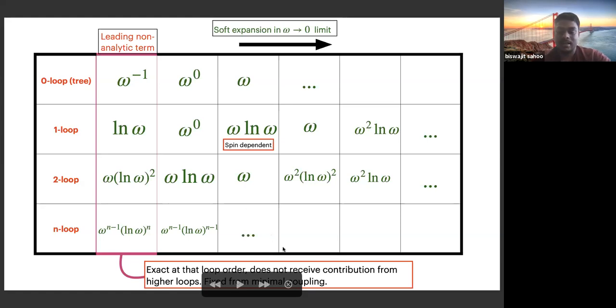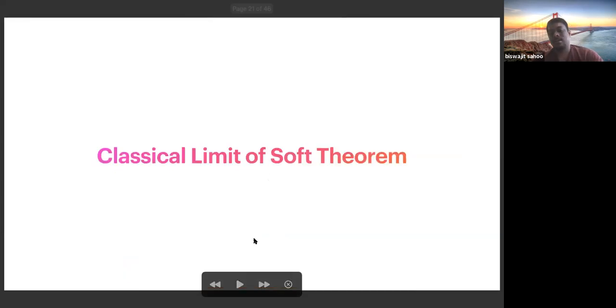So this is a too optimistic viewpoint, in terms of how much we can expect just from observing what we have done. So this ends my soft theorem derivation from the S matrix.